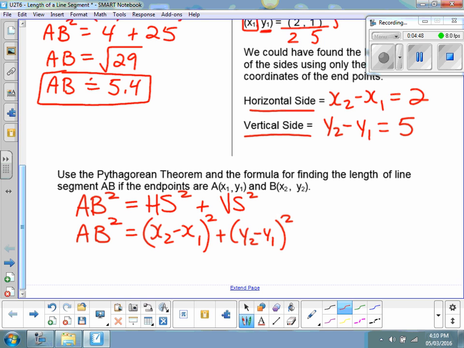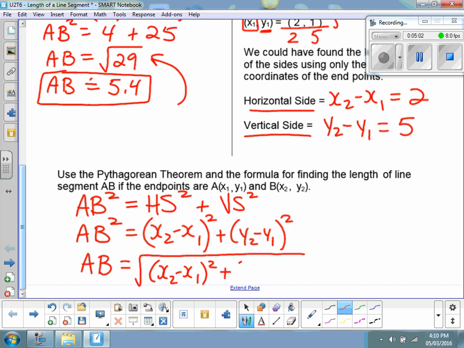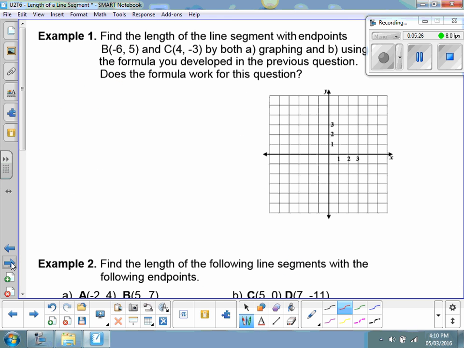And then think about what we did on our last step up here when we were solving for AB. We took the square root of that answer. So our formula then actually looks like that. So AB is the square root of (x2 minus x1) all squared plus (y2 minus y1), and then that's all squared. Okay, so let's look at a couple of examples here and see how that gets used.